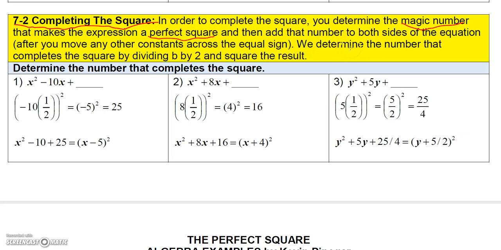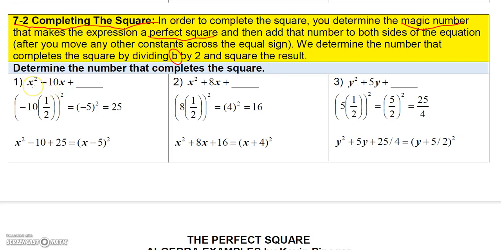We determine the number that completes the square by dividing the b value, which is the coefficient of the x term, the middle term, by 2, and then we square the result. So I'm going to start you out here. I'm just going to show you how to complete the square for some trinomials.